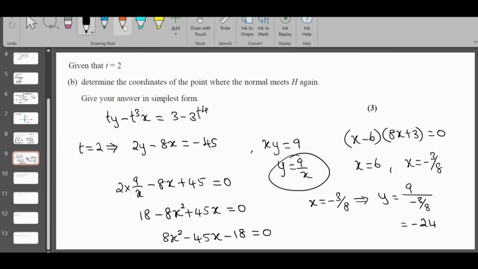So finally you need to write the point. They want you to find the coordinates of the point. So therefore write it as a point. Minus 3 over 8 comma minus 24 at the end. That's all. It's a 3-mark question.